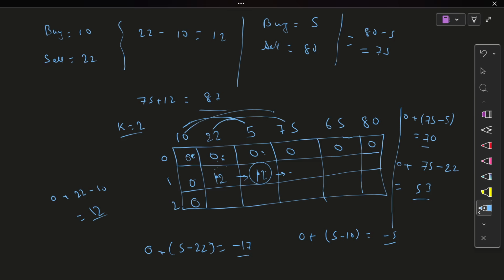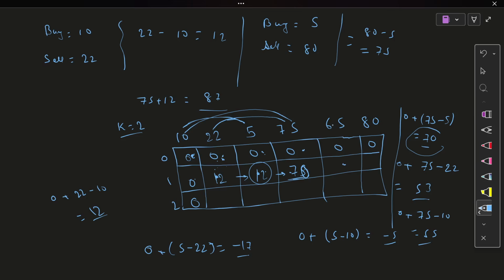Now we have done this one also. 0 plus 75 minus 10, okay, 65. Which one is greater? 75 and 12. 75. Maximum profit is 75. Maximum profit, we got 70. Buy at 5, sell at 75. 70. Okay. For here, this one is 70, and we have to calculate the maximum profit.